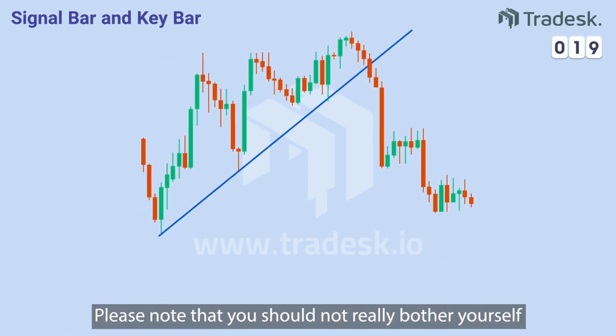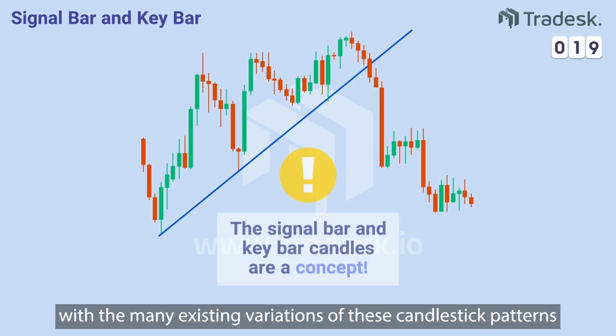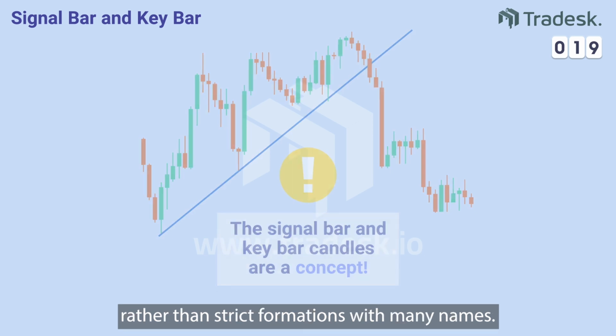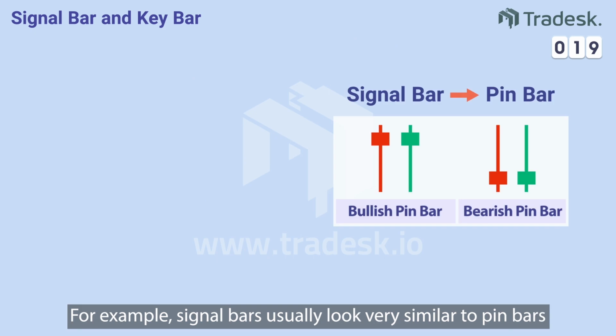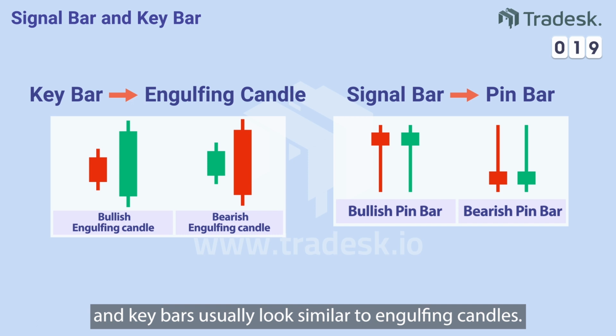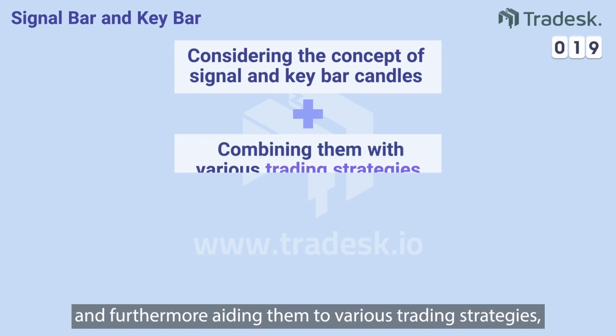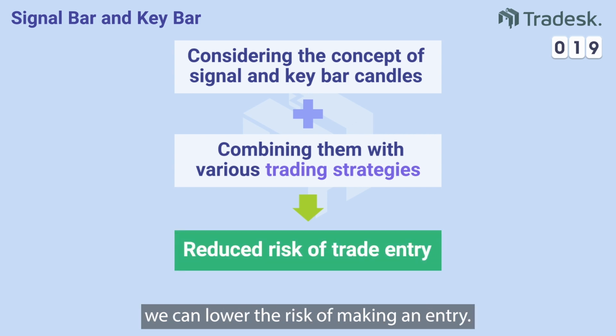Please note that you should not really bother yourself with the many existing variations of these candlestick patterns, as these patterns should be looked at as a concept rather than strict formations with many names. For example, signal bars usually look very similar to pin bars, and key bars usually look similar to engulfing candles. By considering the concepts behind the signal bar and key bar candles, and furthermore adding them to various trading strategies, we can lower the risk of making an entry.